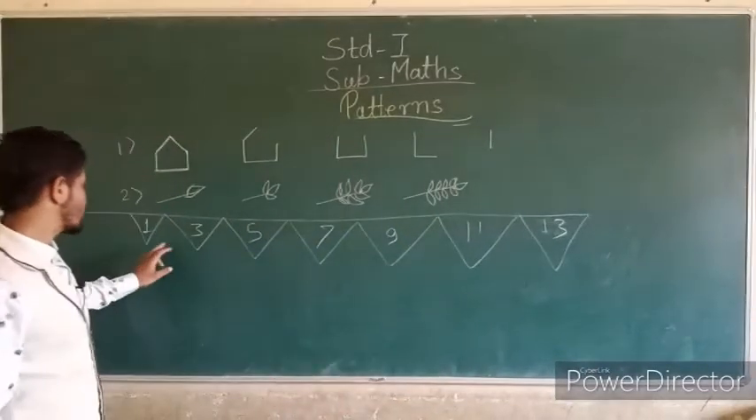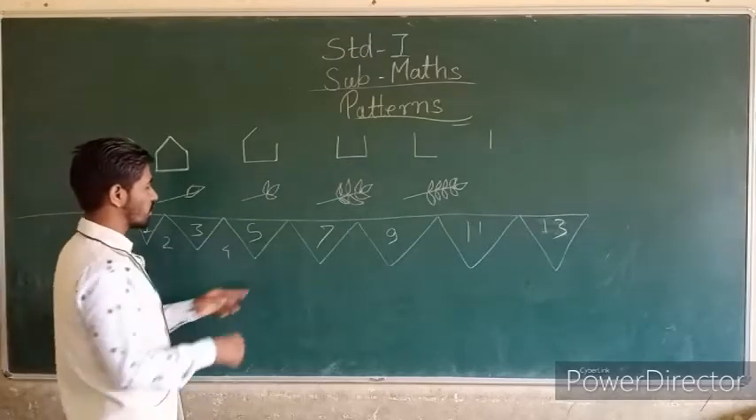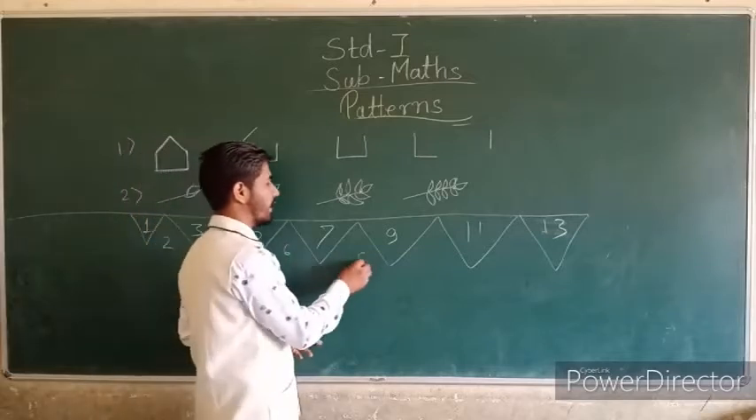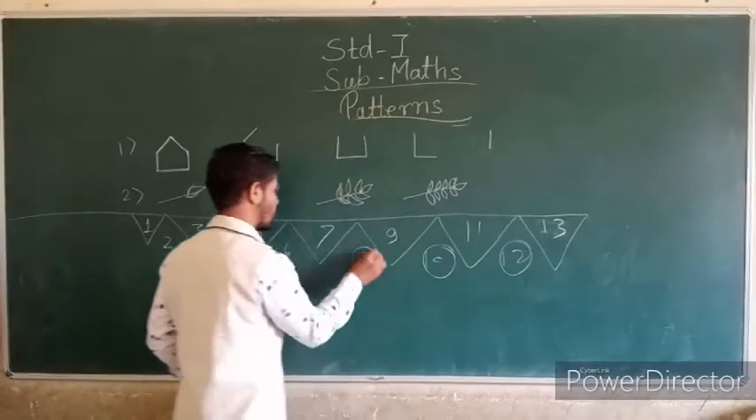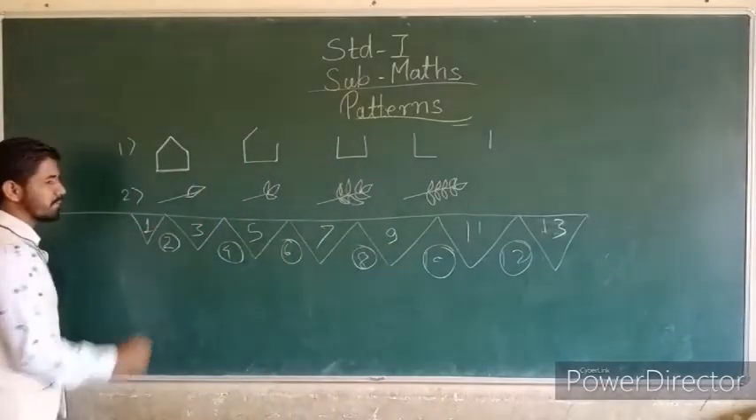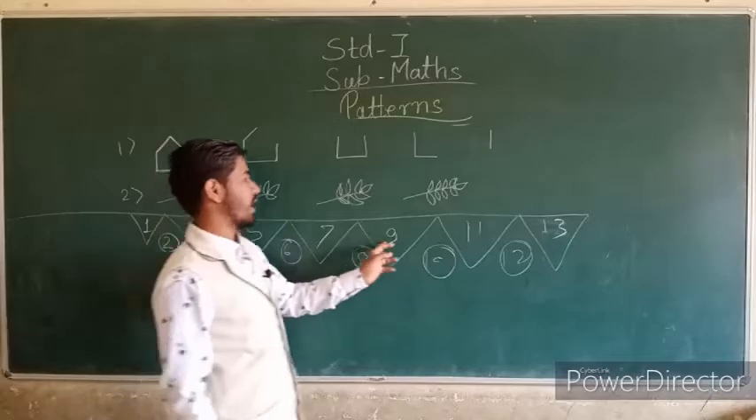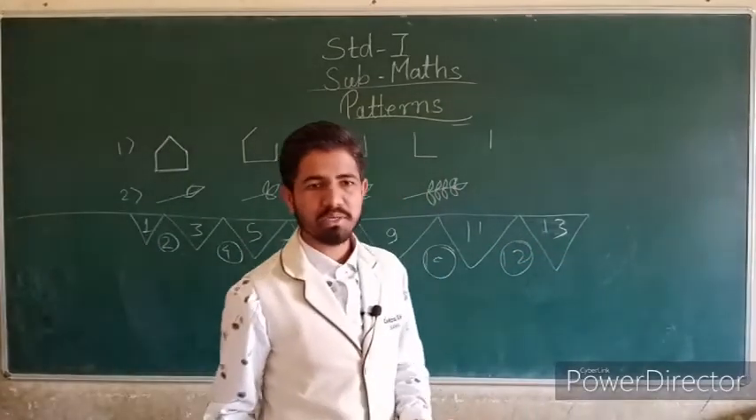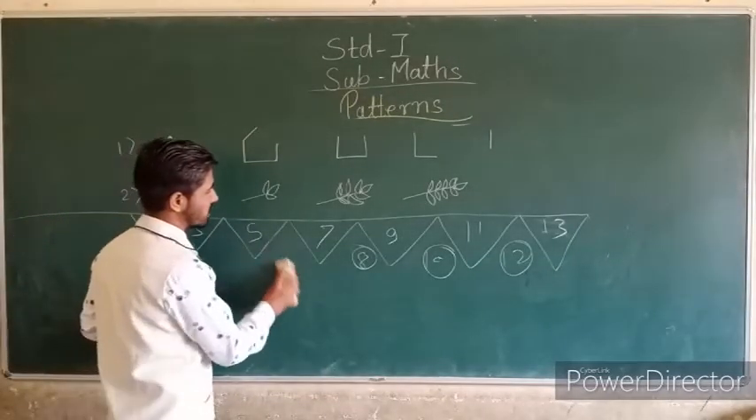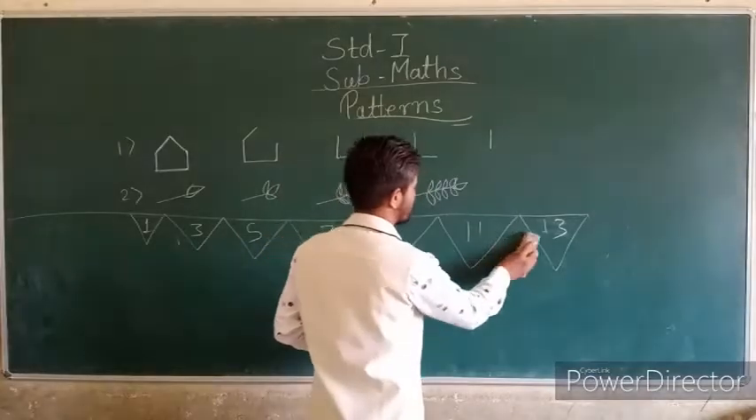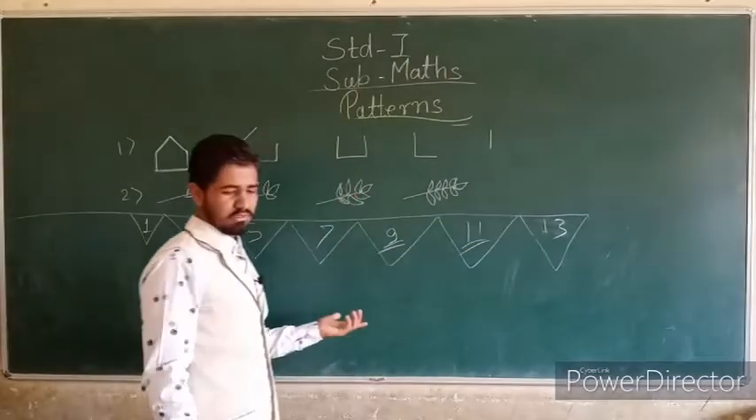So we have to see here, there is a gap of one number. Here 2, here 4, here 6, here 8, here 10, and here 12. Those all have a gap of one number. So those are the numbers 1, 3, 5, 7, 9, 11 and 13. And how many numbers are the gap? One number is the gap. Okay, so we have to write the missing numbers. Which missing numbers? 9 and 11. Those are the missing numbers.